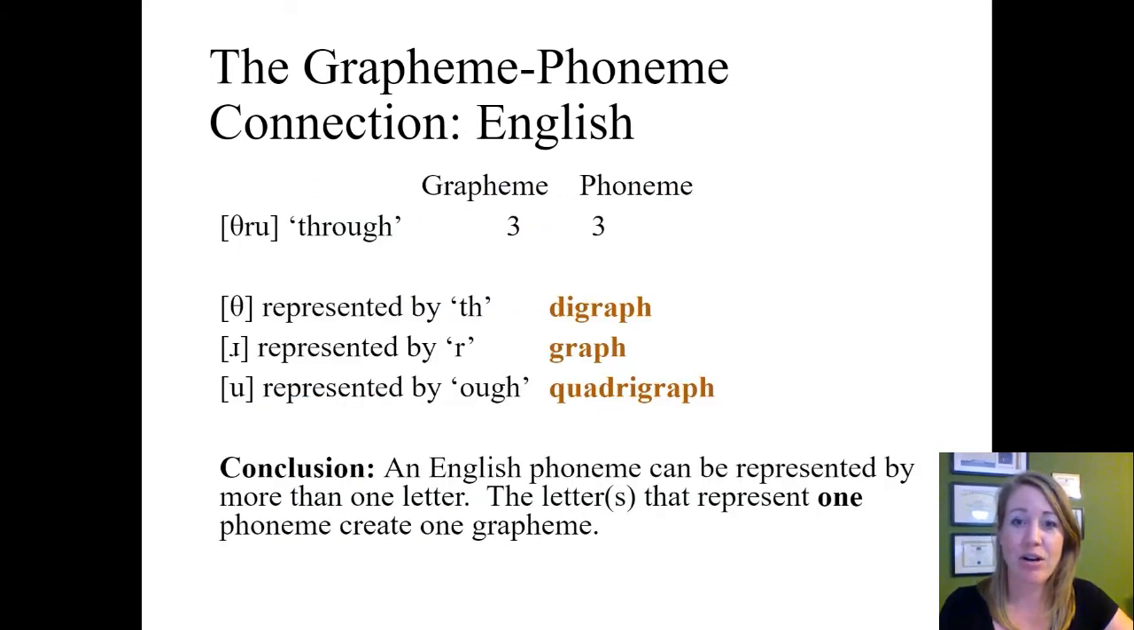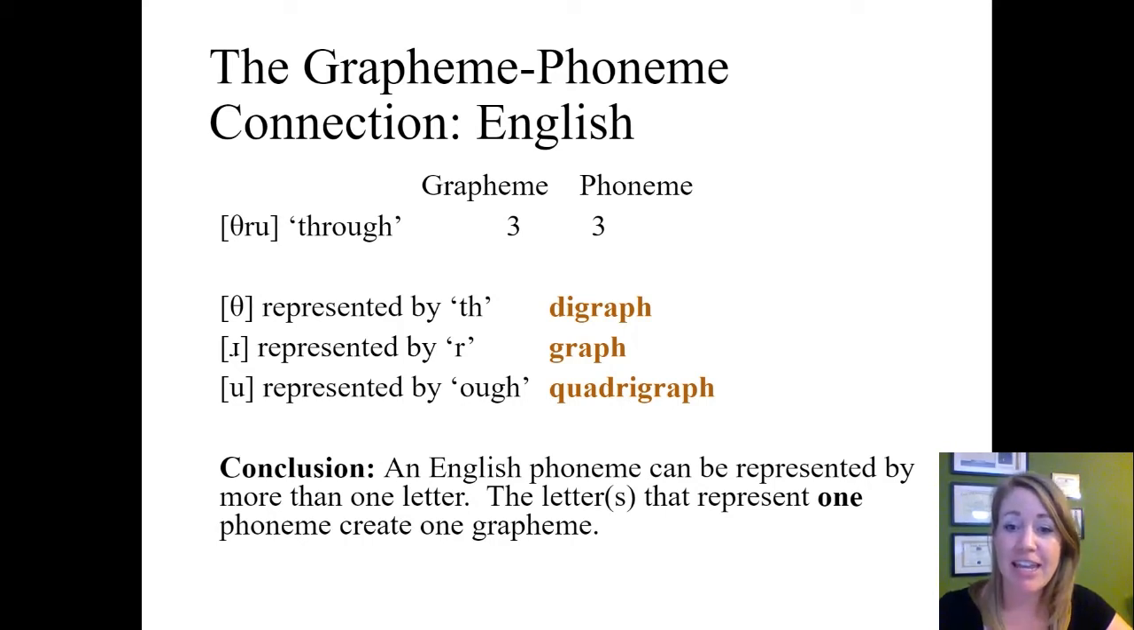So grapheme. Again, I got the word through, and I show you how I had a digraph, which is when I had 2 letters representing 1 phoneme. I had a graph. I had 1 letter representing 1 phoneme, and I had a quadrigraph. I had 4 letters representing 1 phoneme. So I had 3 phonemes and I had 3 graphemes.